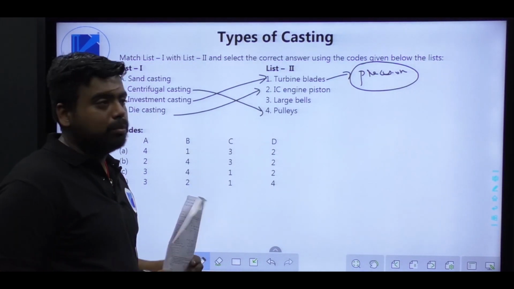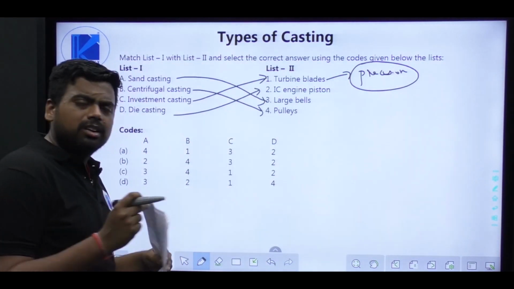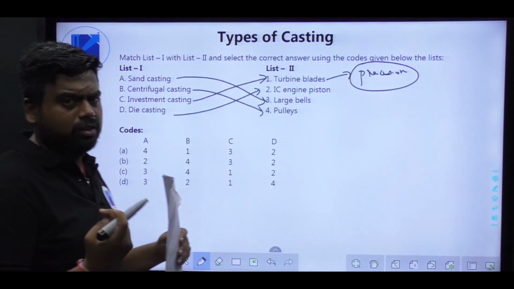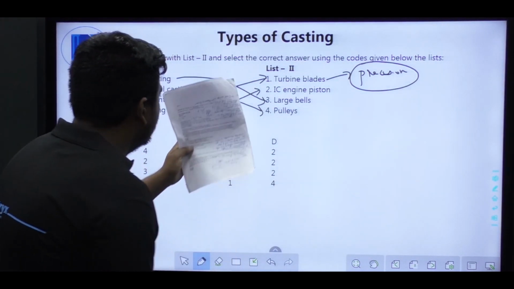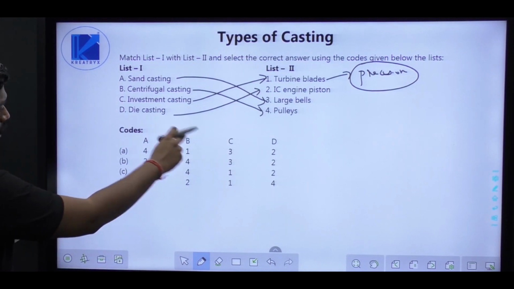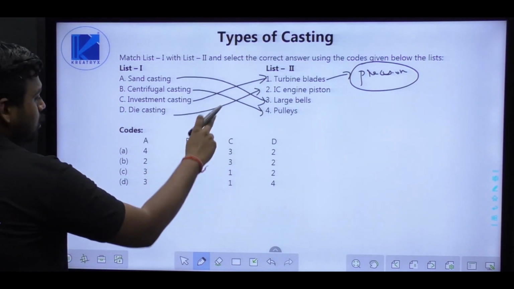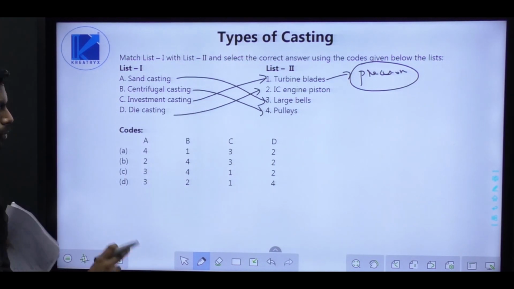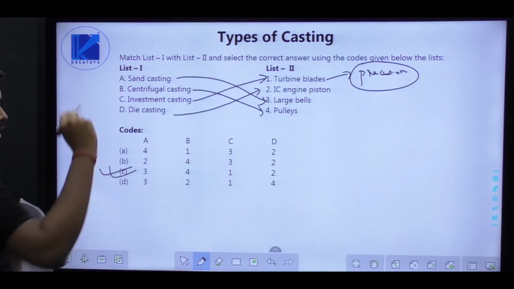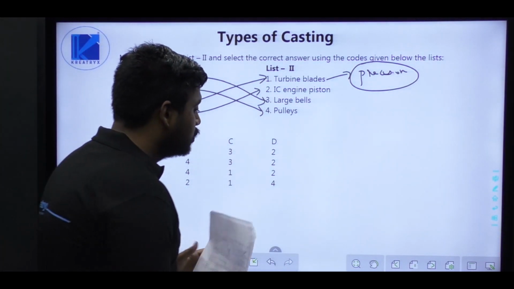And large bells are manufactured through sand casting. Why? Because it doesn't require that high precision axis of symmetry. So if you look at the options now, you will find that for A it is 3, for B it is 4, for C it is 1, and for D it is 2. So option C is the right answer. Now friends, moving to the next question.